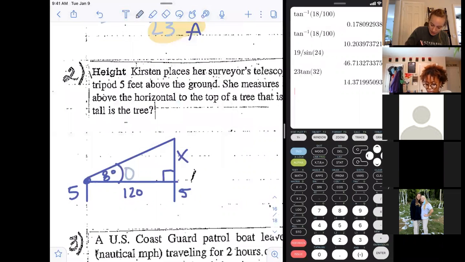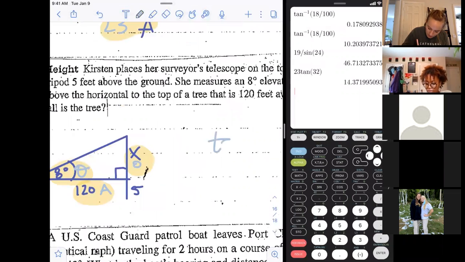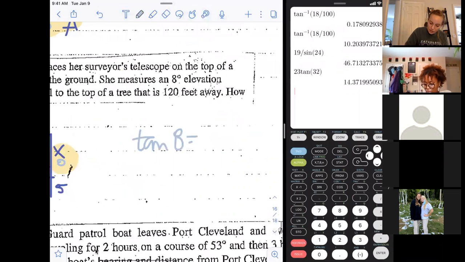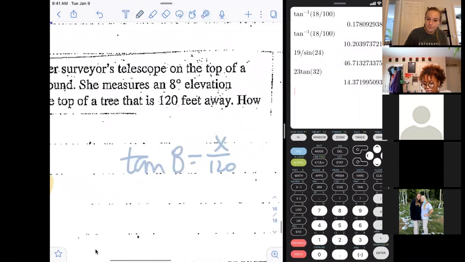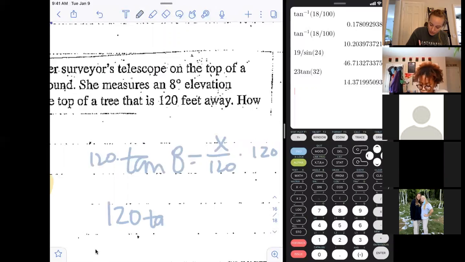Okay, I've got my theta, I've got my opposite at X, and I've got my adjacent at 120. That means I've got TOA, opposite over adjacent. Tangent of 8 equals X over 120. Multiply by 120 on both sides. So I'm physically putting 120 tangent of 8 into the calculator.